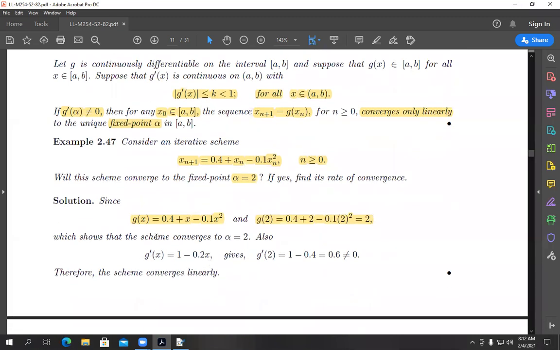Now, when you have g, it is only a one minute job to find its derivative. We know the derivative of g is equal to this, because the derivative of the constant is 0, the derivative of x is 1, and the derivative of x square is 2x, multiplied by the coefficient. So we have this. Now you check the derivative of g at the given fixed point 2. You can check here, it is not equal to 0. Then we say this scheme or this formula converges linearly. And linearly means r equal to 1.